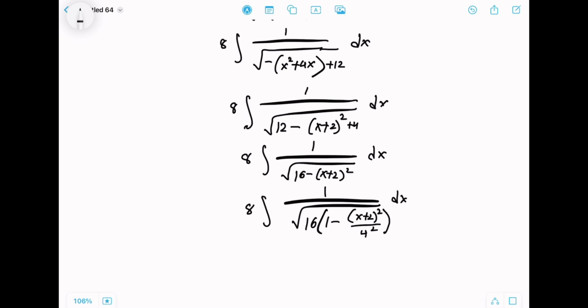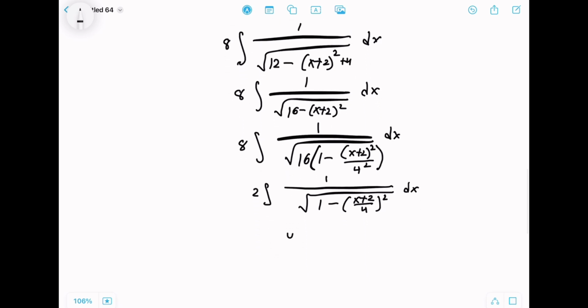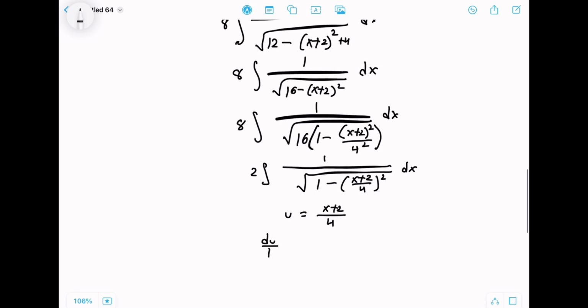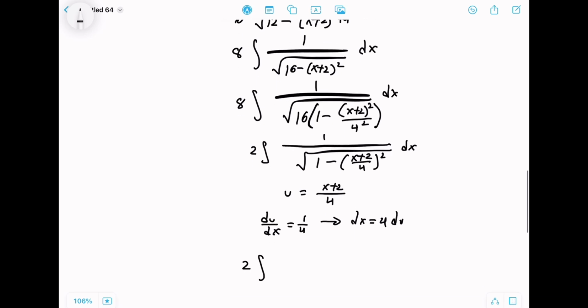And now I can take that 16 out. The square root of 16 is 4, and I'll take that 4 out to get 2 times the integral of 1 over the square root of 1 minus, and then this is x plus 2 over 4 squared dx. Now I'm going to let u equal x plus 2 over 4, and then du dx equals 1/4, and therefore dx equals 4 du. So now I have 2 times the integral of 1 over the square root of 1 minus u squared, 4 du.